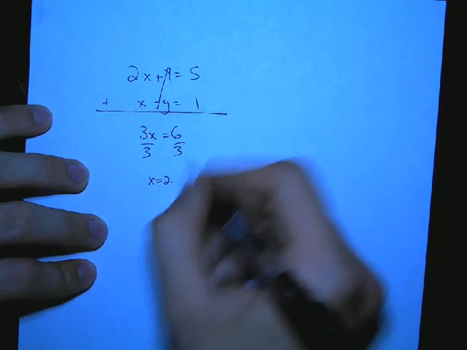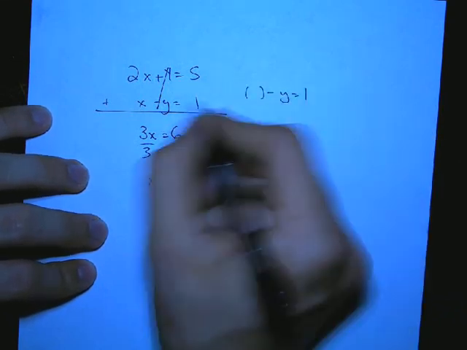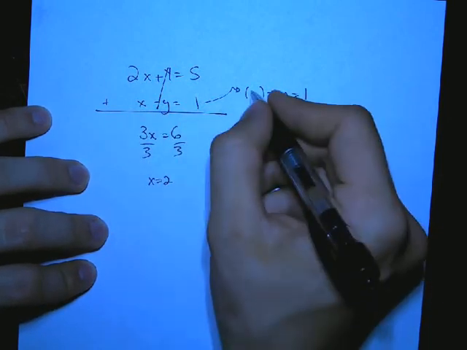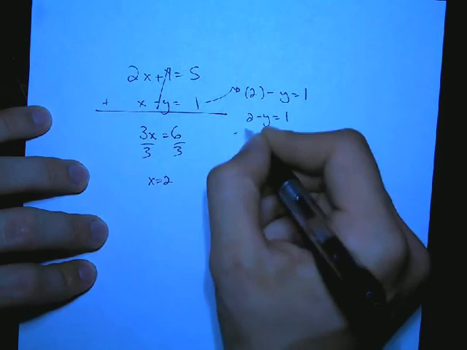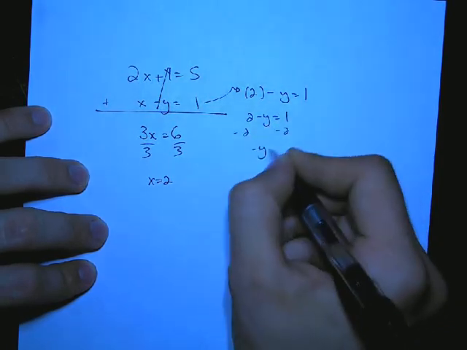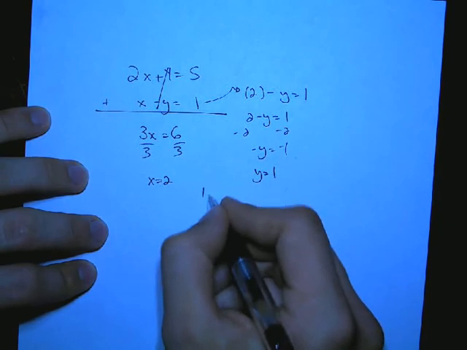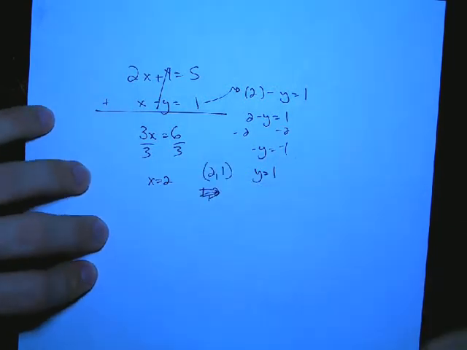Once I know x is equal to 2, I can substitute it into any equation. I'm going to use this equation right here because it's nice and easy. x is 2, so 2 minus y is equal to 1. So I've got my new equation. Pull that 2 off both sides. Negative y is equal to negative 1. Divide by negative 1, and y is equal to positive 1. And so my solution I can list as a point, (2, 1).